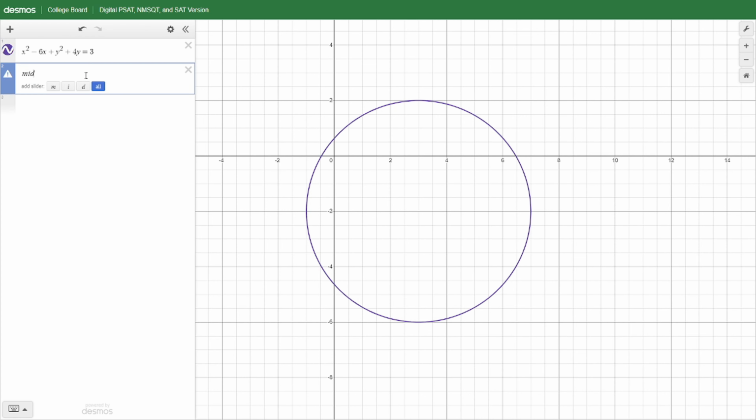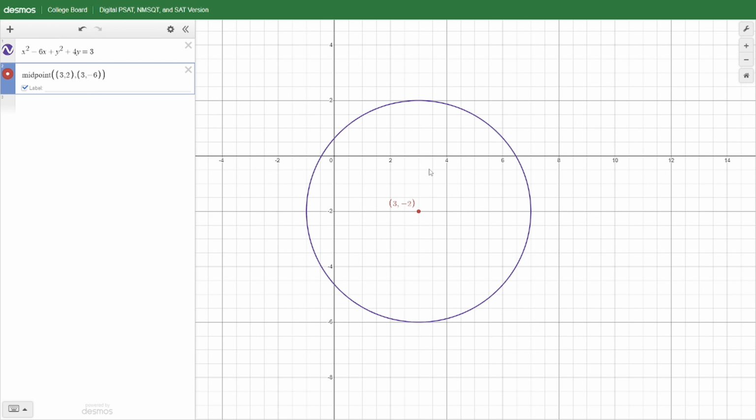If you type in midpoint and then parentheses, then let's type in our first point, (3, 2), comma, our second point, (3, negative 6). It gives you the midpoint, which is going to be (3, negative 2). And that's also going to be the center point of our circle.